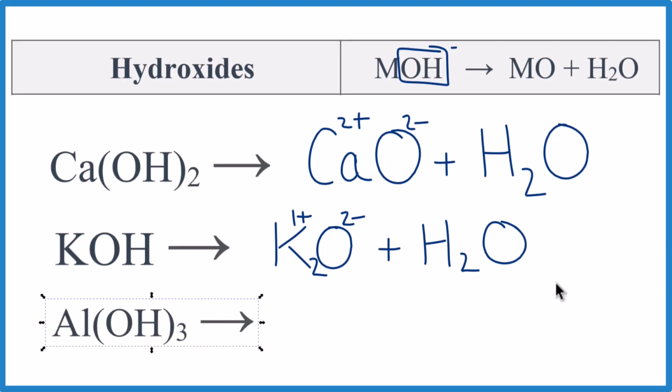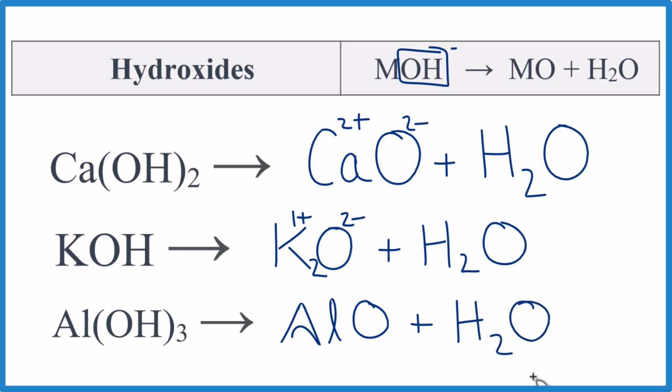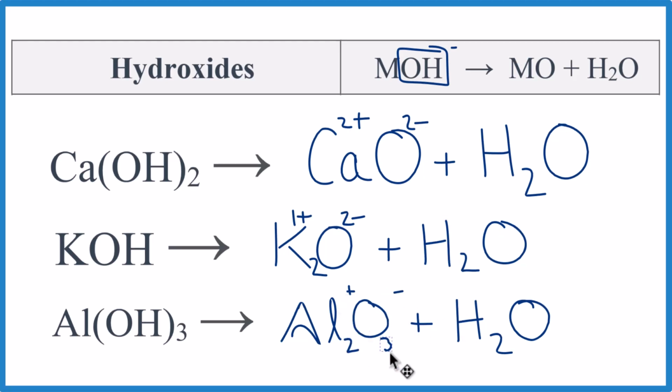Predict the products here for the decomposition of aluminum hydroxide. Remember, aluminum 3+, that's its ionic charge. So aluminum, and then we have oxygen, so Al O, plus the water there, and then we've got to worry about charge. So aluminum is 3+, oxygen is 2-. Let's just cross them. So now the charge cancels out, and that's the products of this hydroxide decomposing. Again, it's not balanced, and we didn't write the states, but we don't need that to predict the identity of the compounds we end up with.